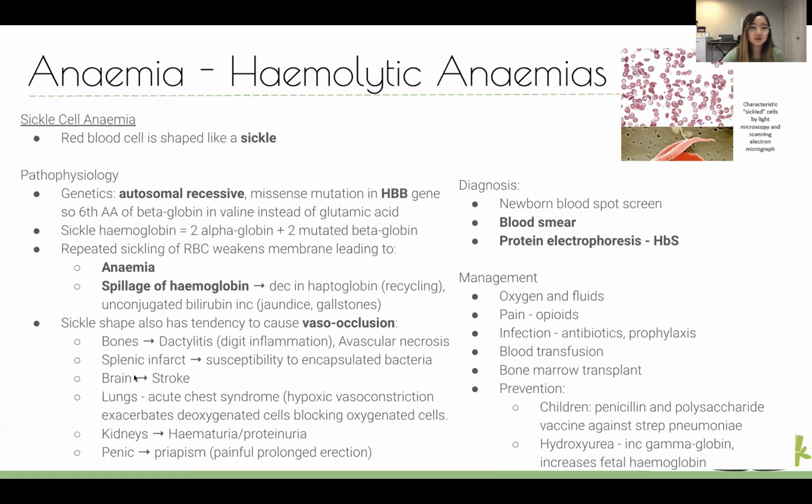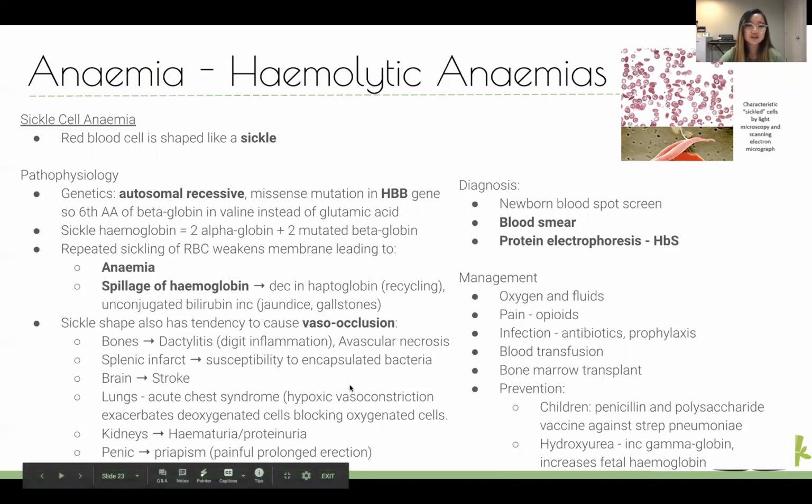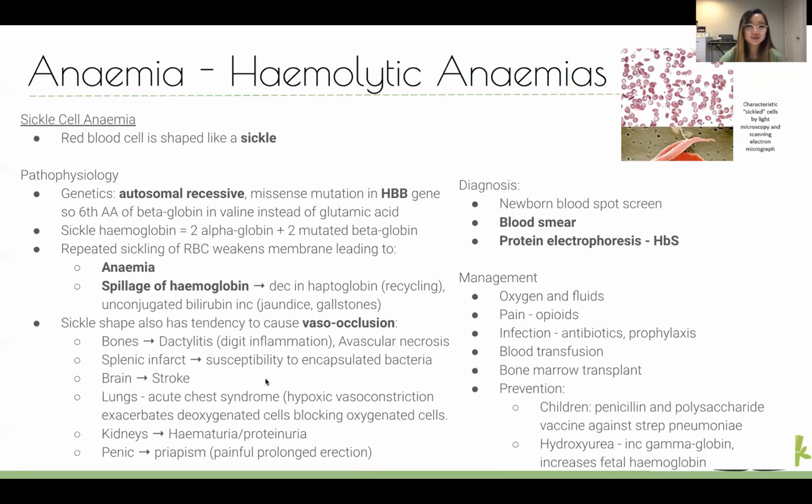So you can cause dactylitis, which is digit inflammation. You know, avascular necrosis, strokes, hematuria, proteinuria, essentially a whole lot of issues due to sickle cell anemia.